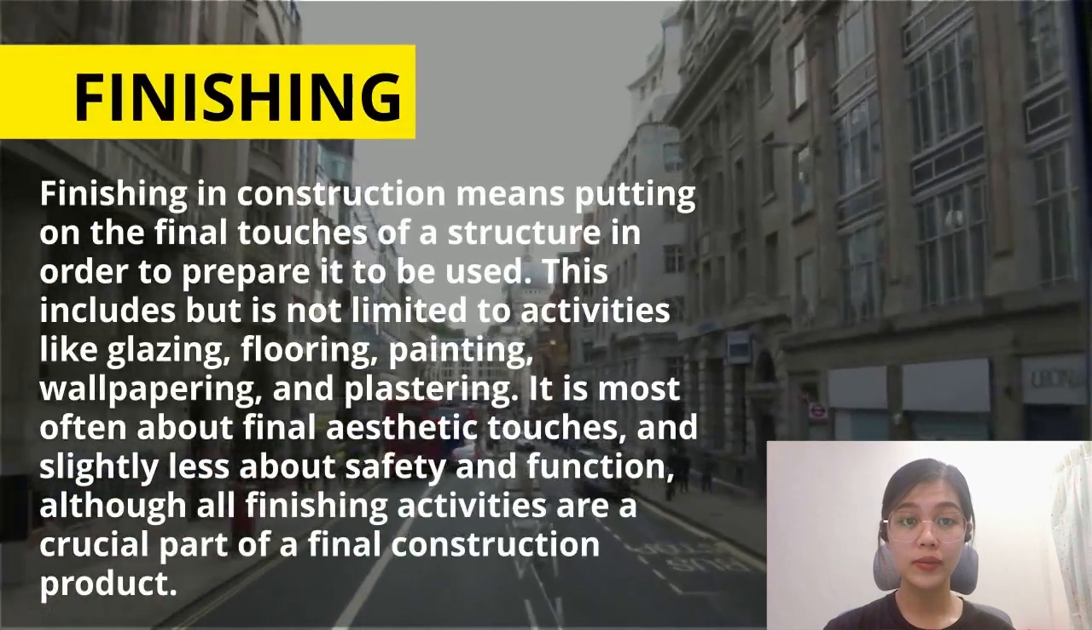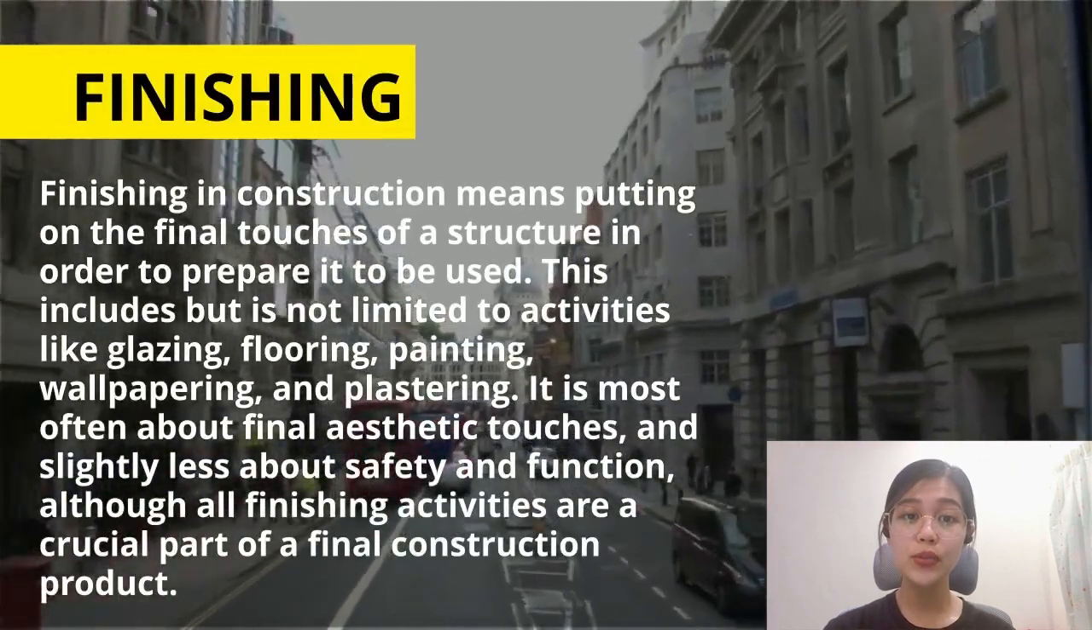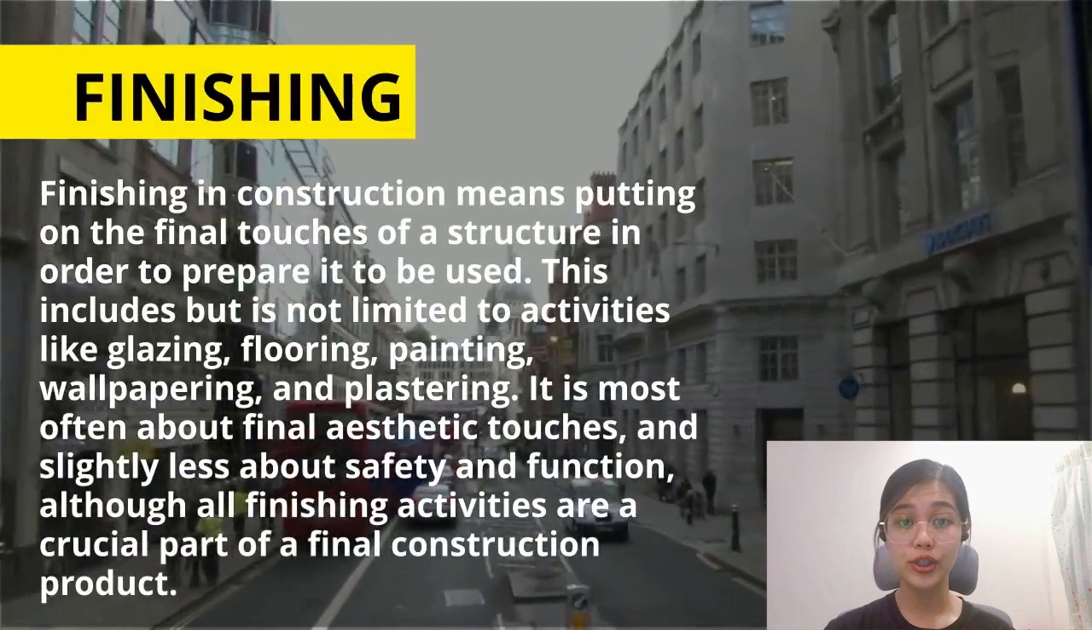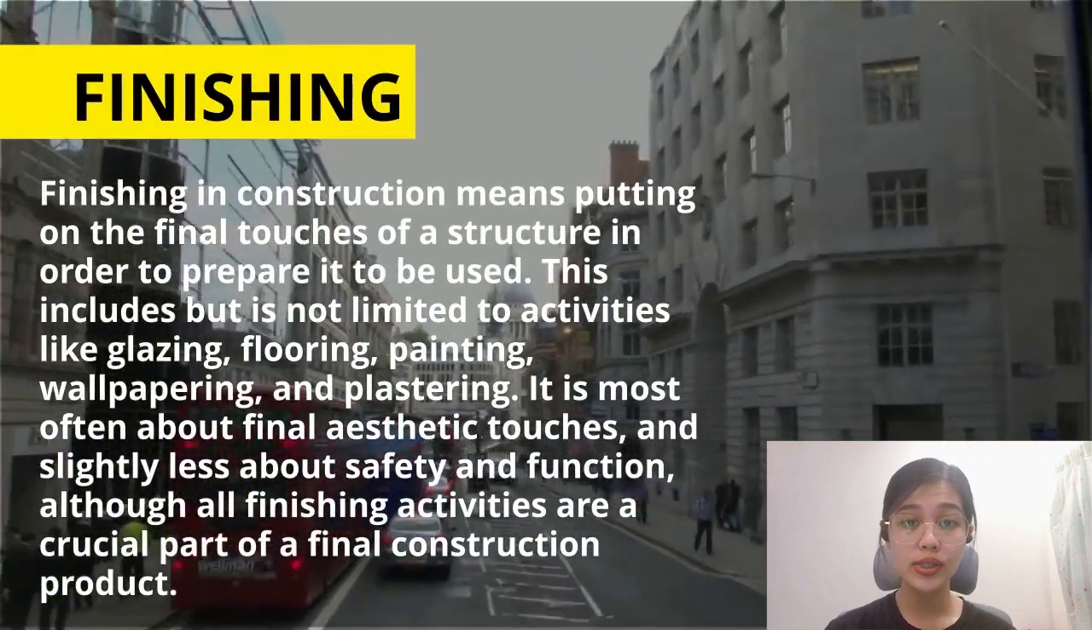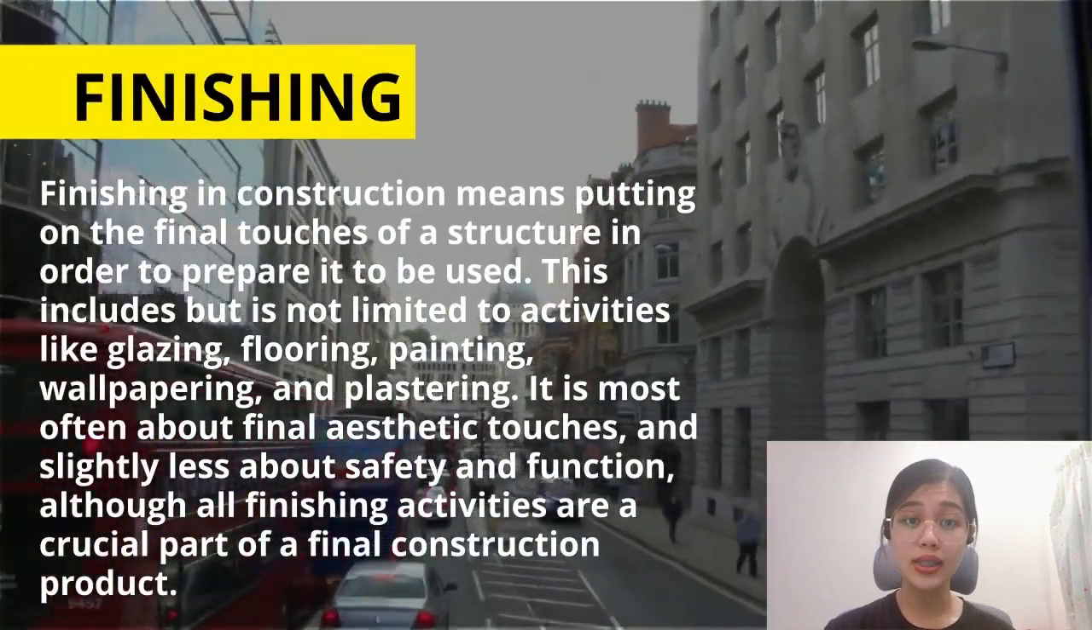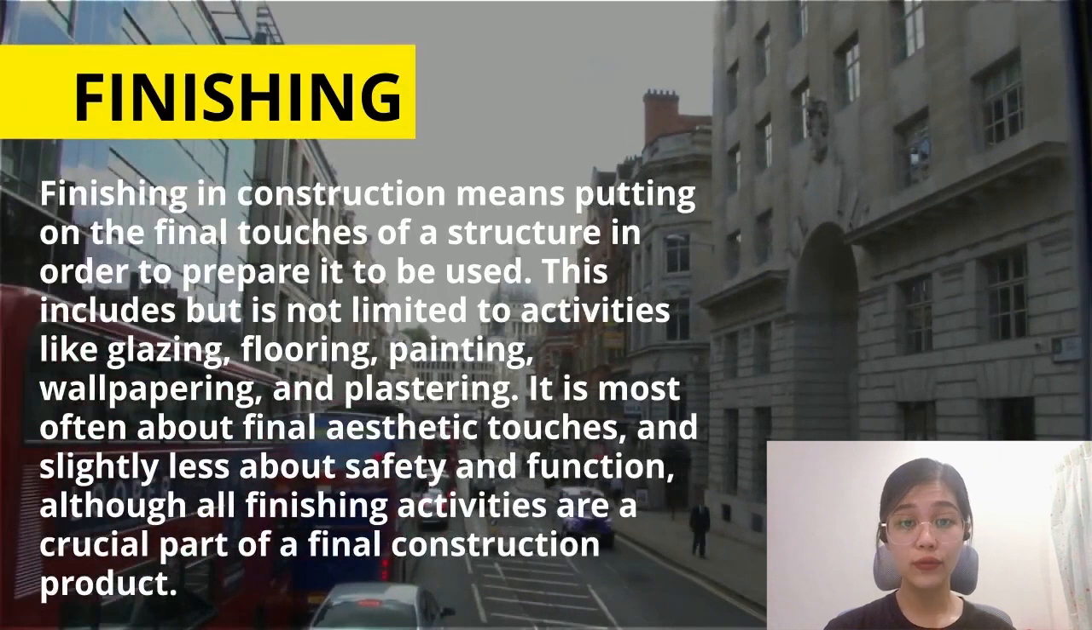Next, finishing. Finishing in a construction means putting on the final touches of the structure in order to prepare it to be used. This includes but is not limited to activities like glazing, flooring, painting, wallpapering, and also plastering. It is most often about final aesthetic touches and slightly less about safety and function, although all finishing activities are a crucial part of the final construction product.